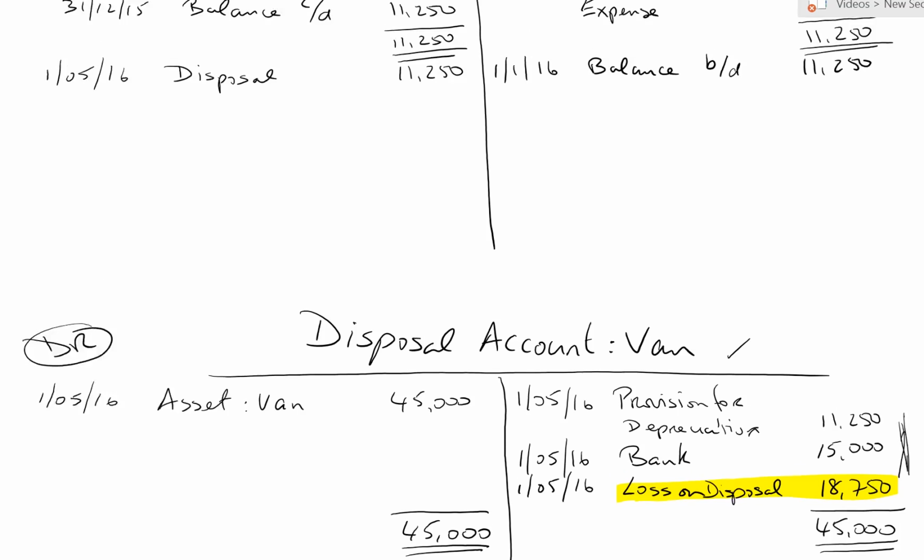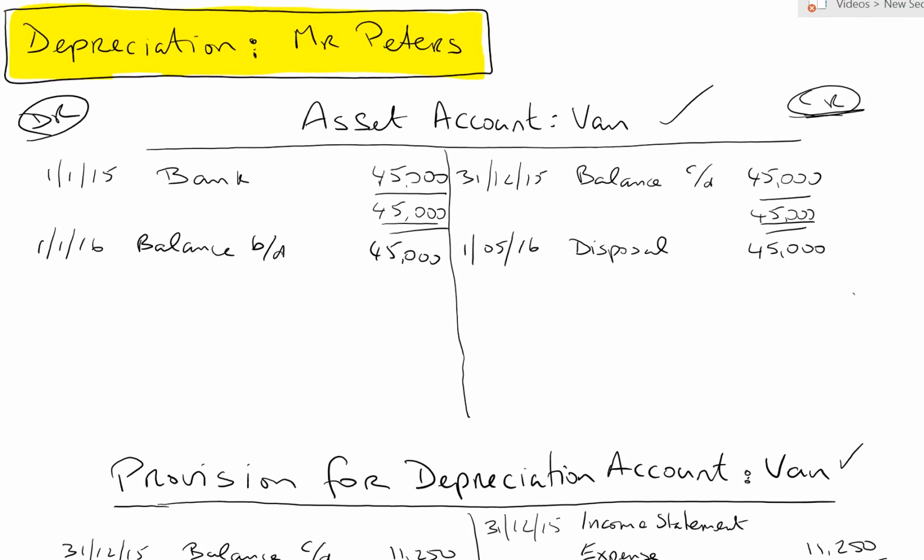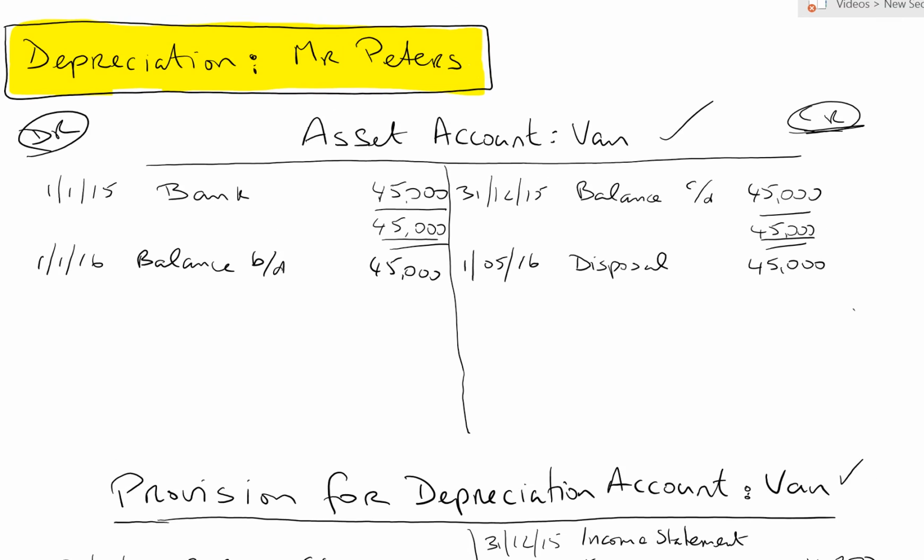So now I'm going to go back up to my asset account. Now, the asset account balance here will be 0 because the asset that Mr. Peters had is now sold. But he's buying a new asset. So we know that on the 1st of May 2016, he buys a new asset. So we'll presume he buys it through the bank, and he's buying it for 55,000. Now, that's it. That's the end of 2016.